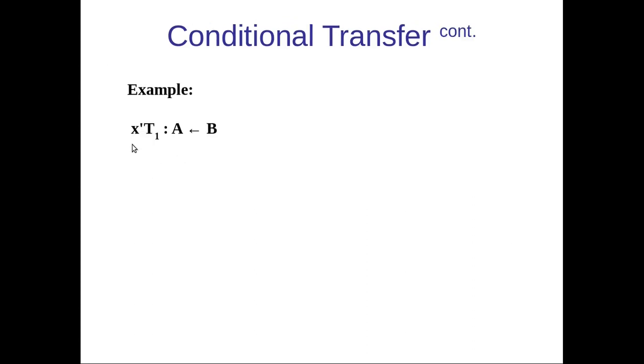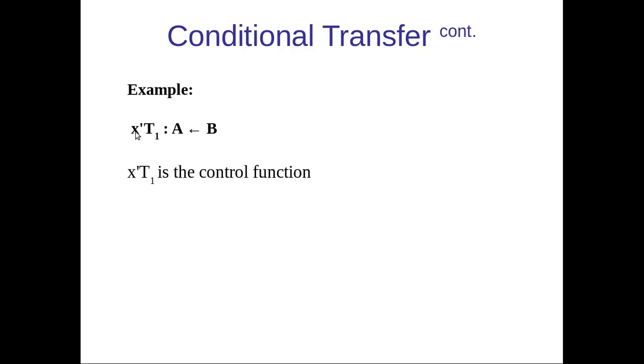For example, x dash t1 colon A gets B, that is, this is our operation. The content of the B register is copied into or transferred into the A register, but we have used a control function here. This control function will control the transfer operation. These are actually two variables, x dash and t1. This is a Boolean function. x't1 is a control function.